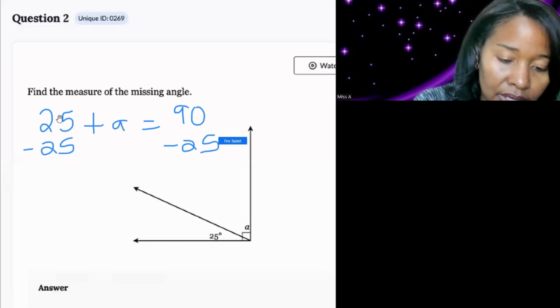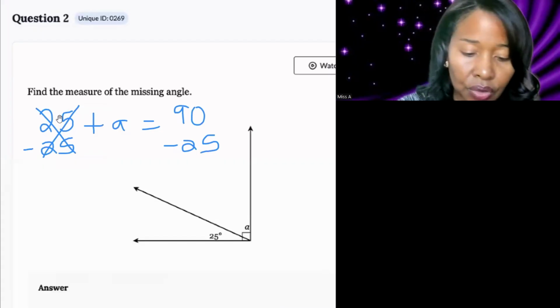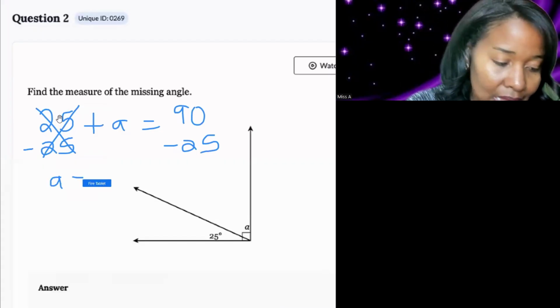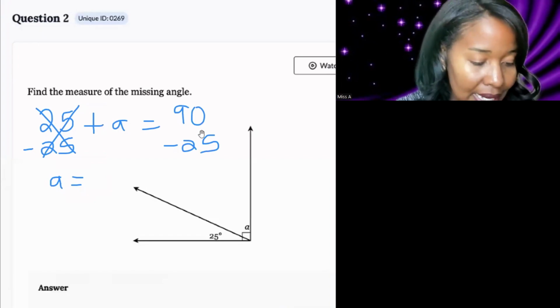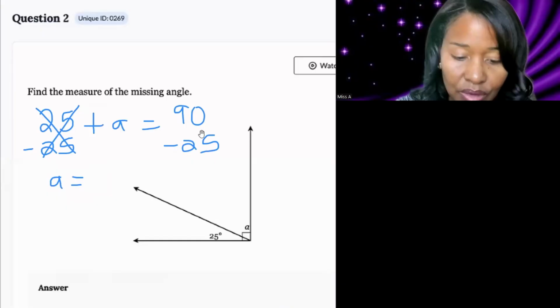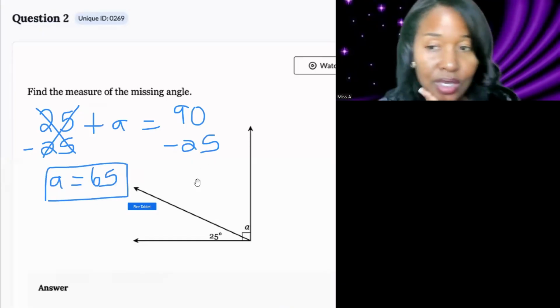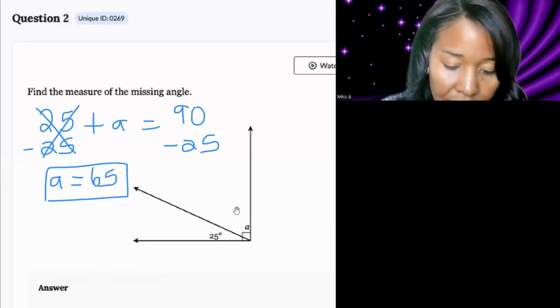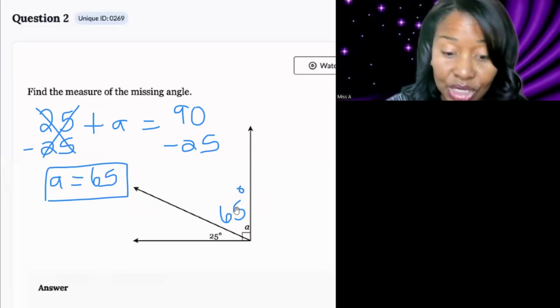On this side, 25 minus 25, they cancel each other out. I bring down my A, and then I'm going to just do the math right here. 90 minus 25, what does that give us? 65, and that is our value. So that means this angle here, angle A, has a measure of 65 degrees.